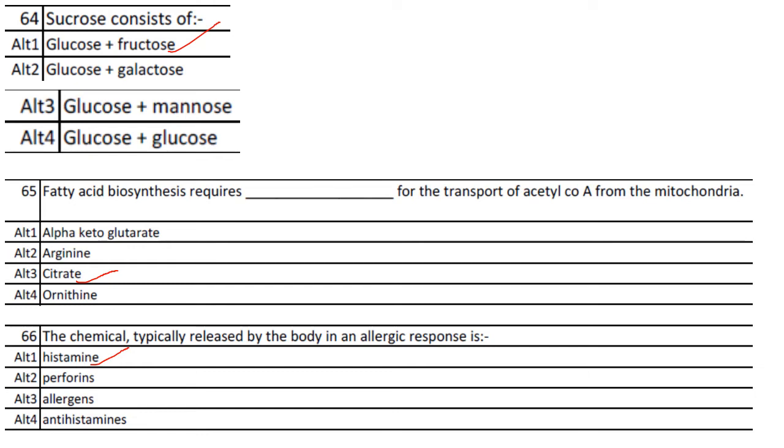Citrate is formed by condensation of acetyl-CoA with oxaloacetate by the enzyme citrate synthase. Then after reaching cytosol, citrate is converted back to oxaloacetate and acetyl-CoA is released. So that is how acetyl-CoA is transported from mitochondria to the cytosol during fatty acid biosynthesis. So answer is citrate, option 3. The chemical typically released by the body in an allergic response is histamine.